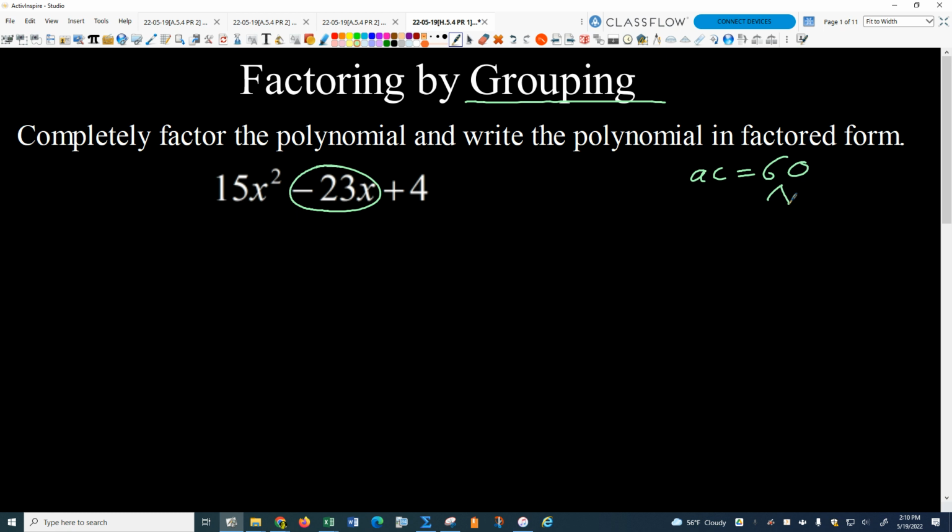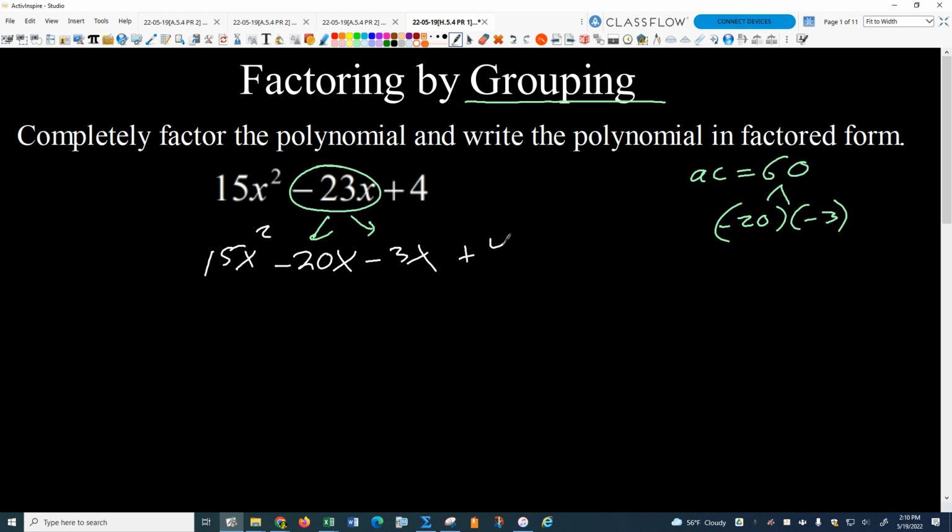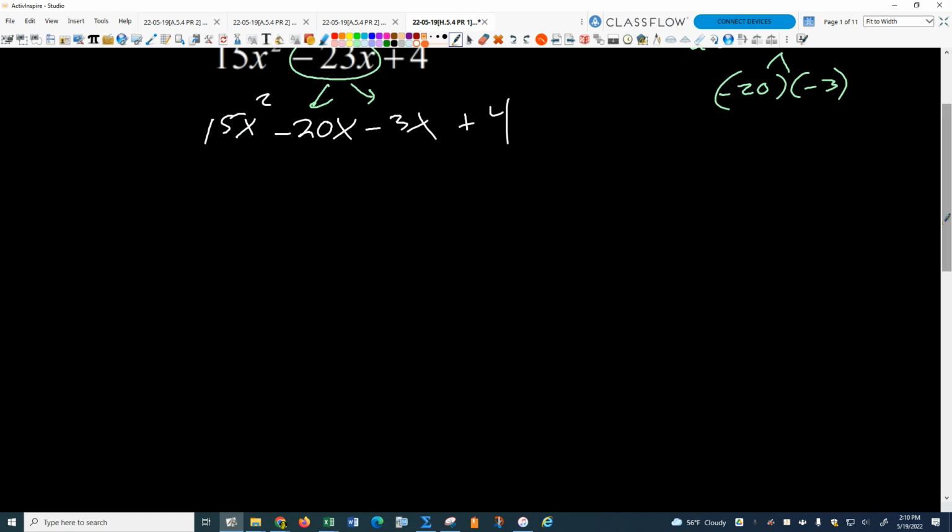Okay, so those are our numbers. That just means we're going to split that middle term into negative 20x minus 3x. It doesn't matter which order, it makes no difference. What that does is it gives us 4 terms instead of 3, and now I can just factor by grouping. With grouping, we just split this into two different groups. The first 2 terms are our first group, and the last 2 terms are our second group.